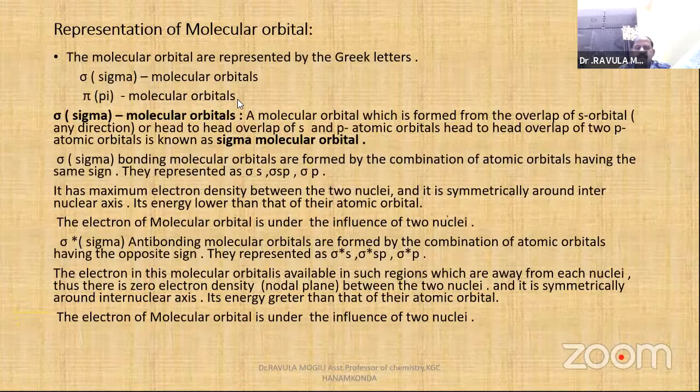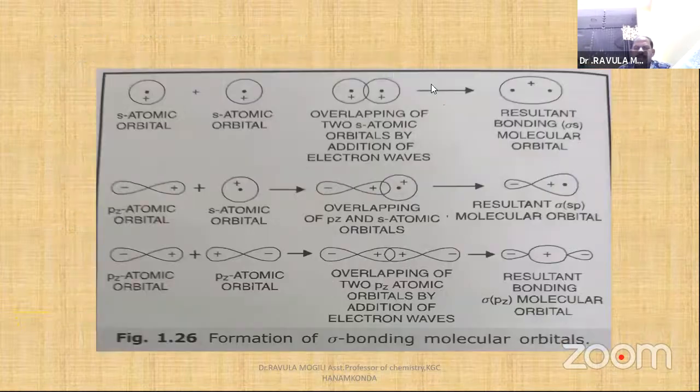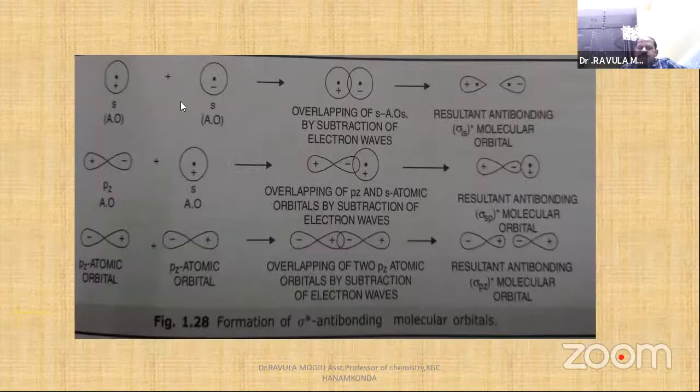Here s atomic orbital, s atomic orbital. So overlapping of two s atomic orbitals, addition of electron waves, results in a bonding molecular orbital. Here pz orbital, s orbital. So the resultant is a sigma sp molecular orbital. So these are bond formations.